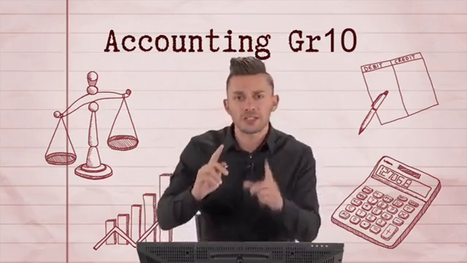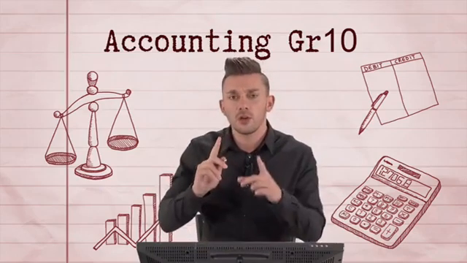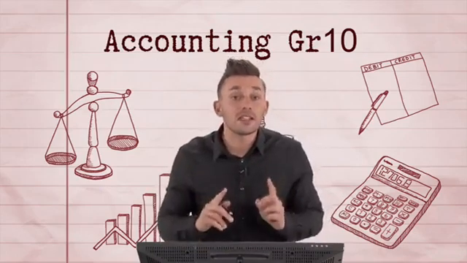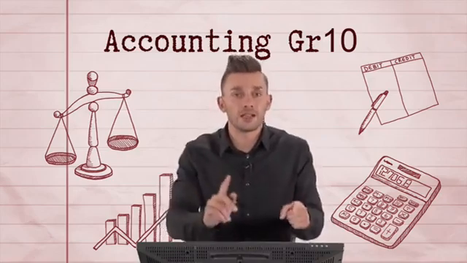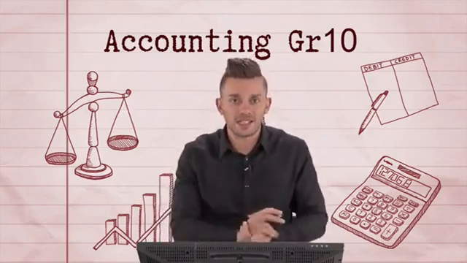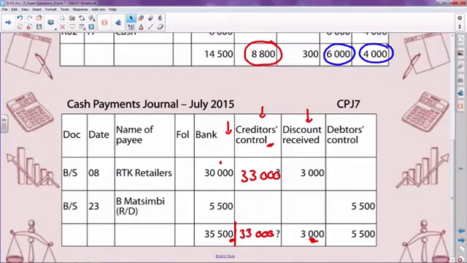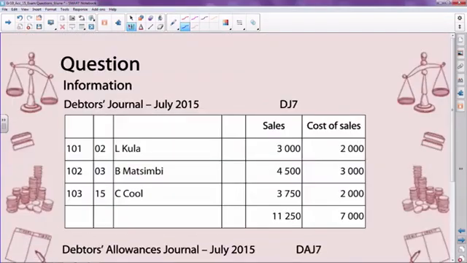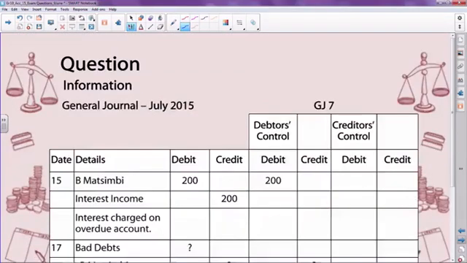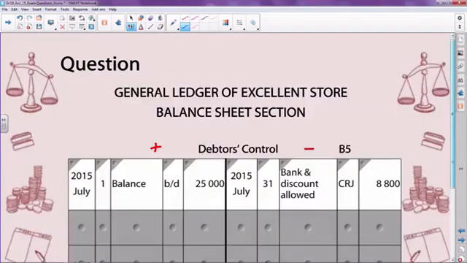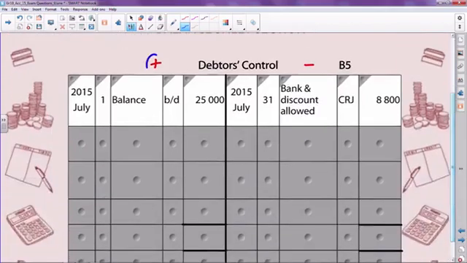But now, is Matsimbi owing us again, or isn't he? The answer is yes, he is owing us again. We need to increase his account on the debit side. So let's go and look at it. Firstly, identify the T account. Here's my T account name, debtors control, and it's 5,500. Now we need to go to the debtors control T account. Here it is. And now remember, it is going up.